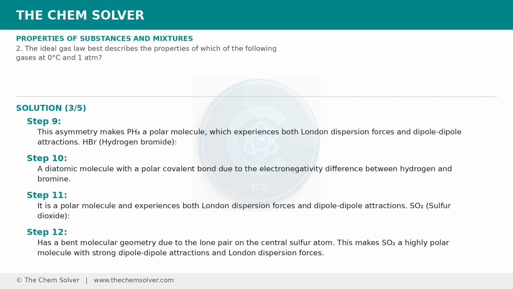HBr, hydrogen bromide, a diatomic molecule with a polar covalent bond due to the electronegativity difference between hydrogen and bromine. It is a polar molecule and experiences both London dispersion forces and dipole-dipole attractions. Sulfur dioxide has a bent molecular geometry due to the lone pair on the central sulfur atom. This makes SO2 a highly polar molecule with strong dipole-dipole attractions and London dispersion forces.